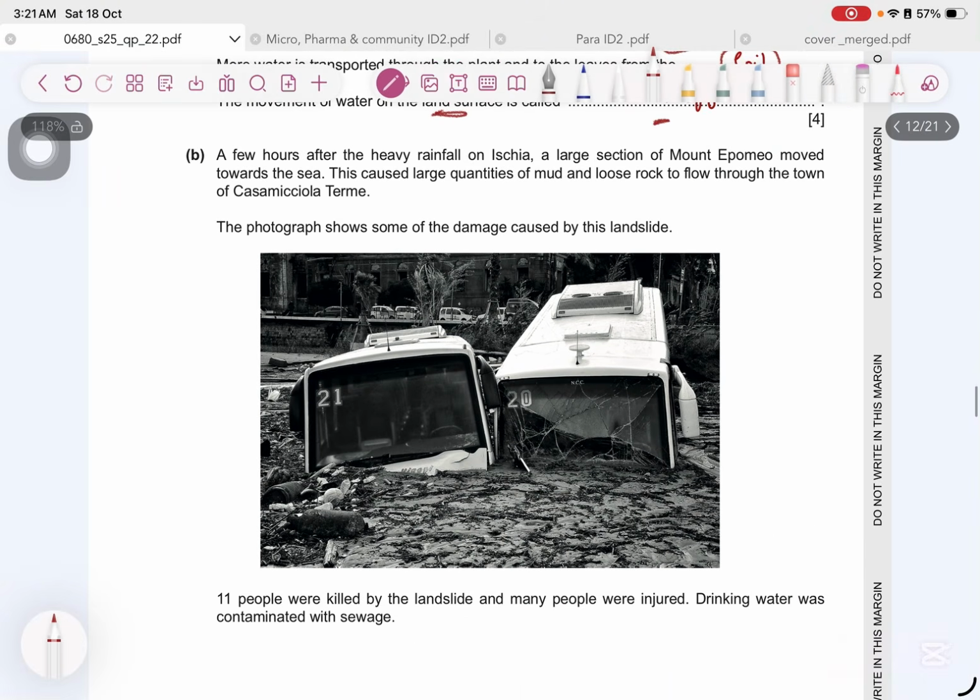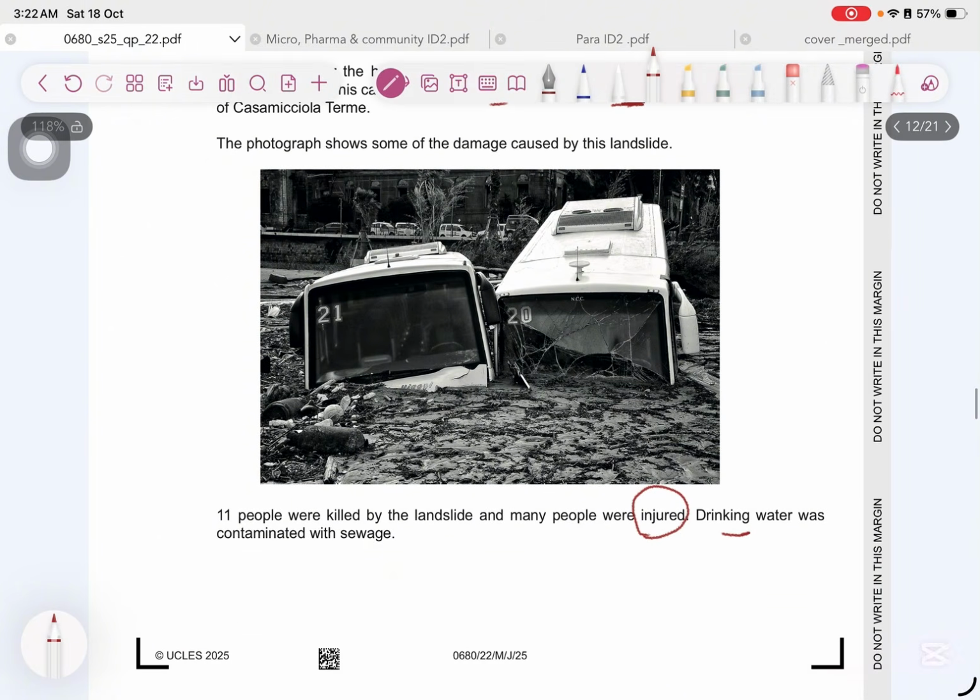A few hours after the heavy rainfall in Ischia, a large section of Mount moved towards the sea. This caused large quantities of mud and loose rocks to flow through the town. The photograph shows some of the damage caused by the landslide. Ten people were killed by the landslide and many people were injured, and drinking water was contaminated by sewage.